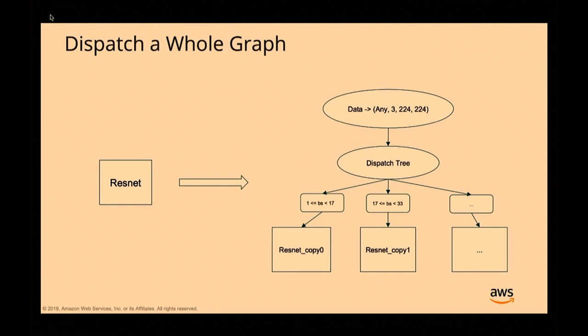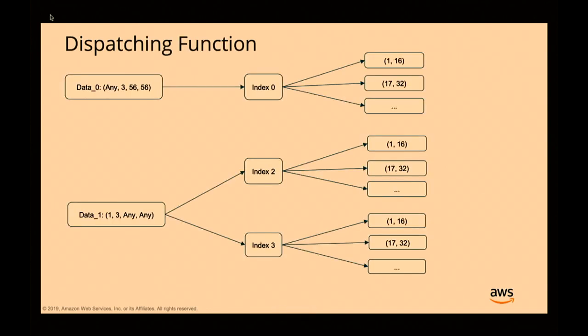dispatching tree. For the dispatching function, this is an example of how to support dynamic batch or even dynamic input images. For every input shape index, we split them into different buckets, and then we build an if-else block tree so that for every leaf node of this tree, we can have a copy of our original graph.